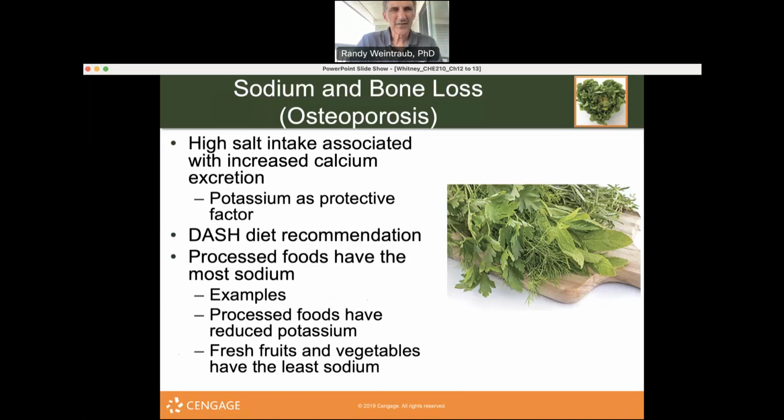So hypertension could come along with, unfortunately, bone erosion, overexcretion of calcium. So two negatives there of high intake of sodium. With the DASH diet, most recommendations are to decrease processed foods because they very often have relatively high amounts of sodium.